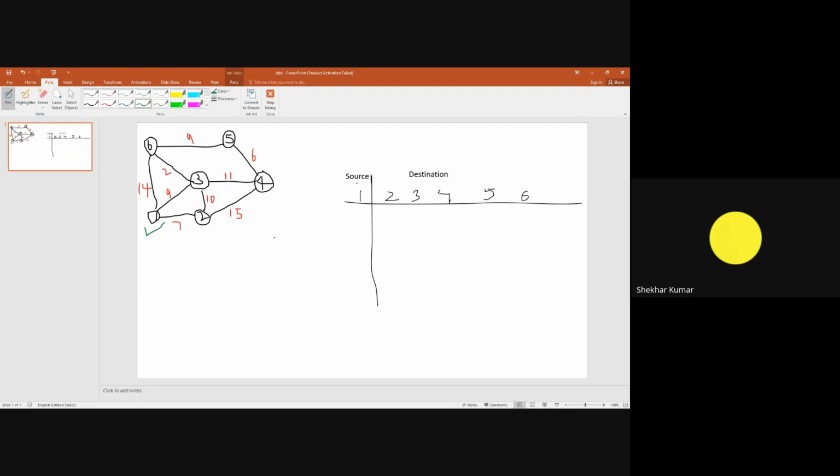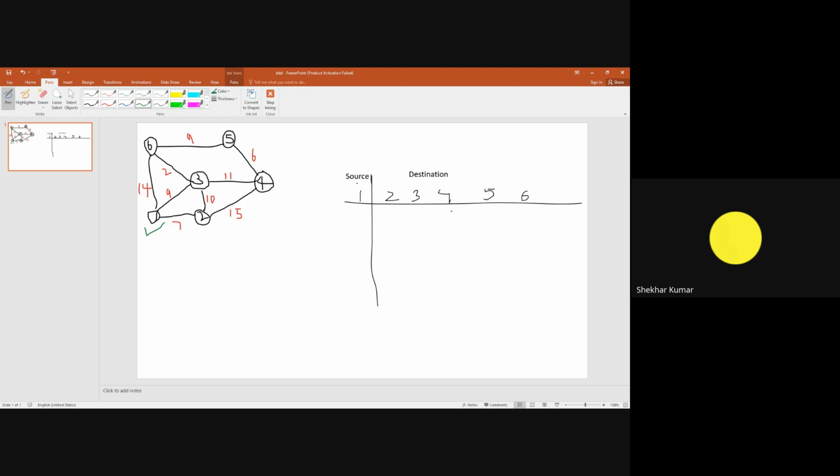Then it will move to the next step. Okay. Initially, the source node is our 1, and these are our destinations 2, 3, 4, 5, 6. Because this is a single source shortest path, from the source 1, we will cover all the other nodes, all the destinations.